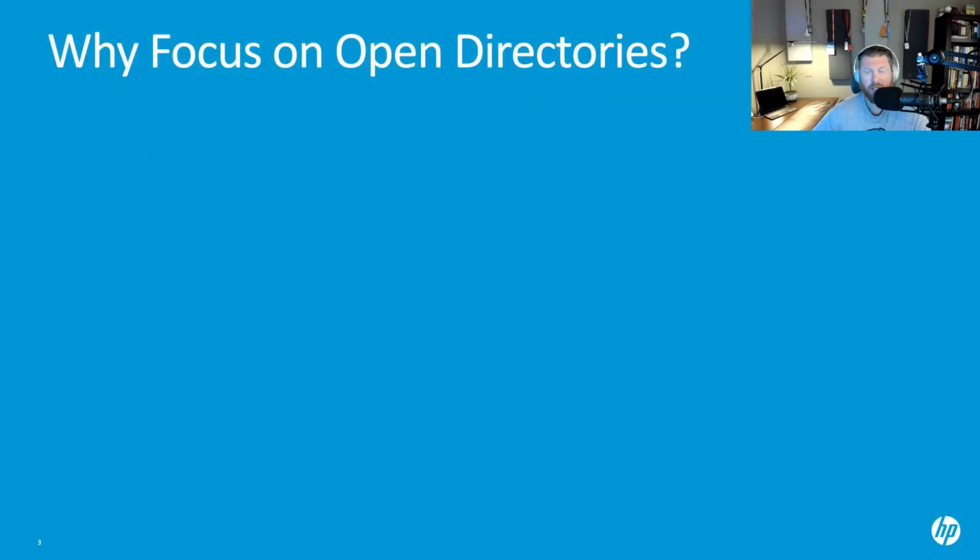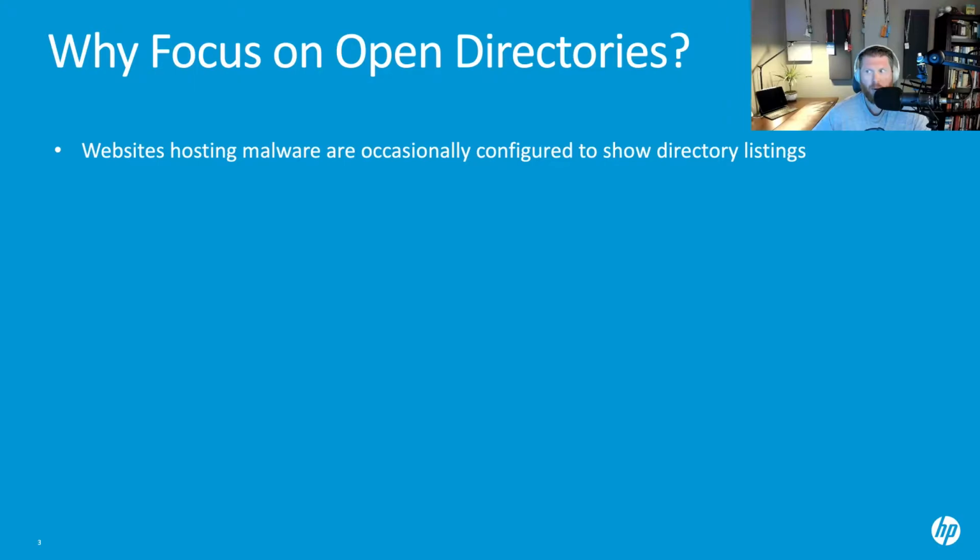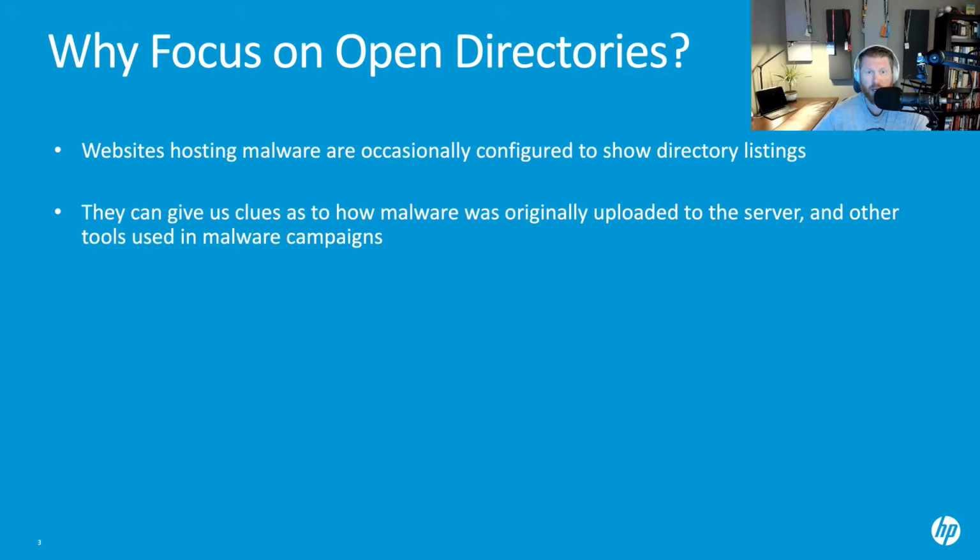As our presentation title suggests, the focus of our framework is on discovering open directories and then analyzing the content. So why open directories? Malware is often distributed through compromised web servers, and occasionally these servers are configured to show directory listings. These listings can provide a complete picture as to what is on the compromised host and how the malware is being distributed, as well as how the compromised host is being managed.